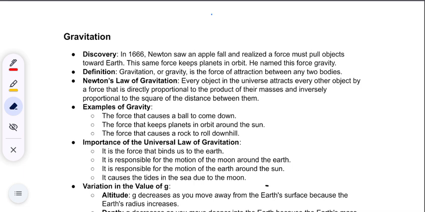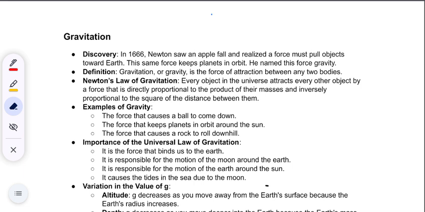First topic, discovery. How was gravitational force discovered? It was discovered in 1666 when Newton saw an apple falling. He realized that there is a force which attracts objects. In a similar way, there is a force that attracts planets towards each other. Then he named this force gravity.